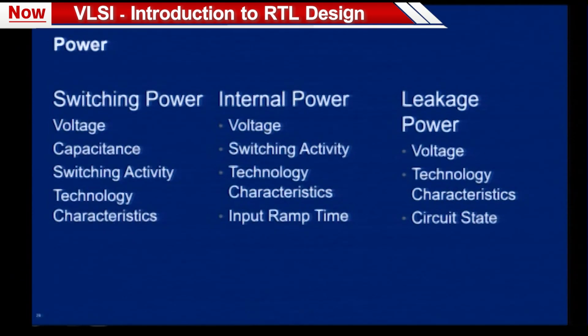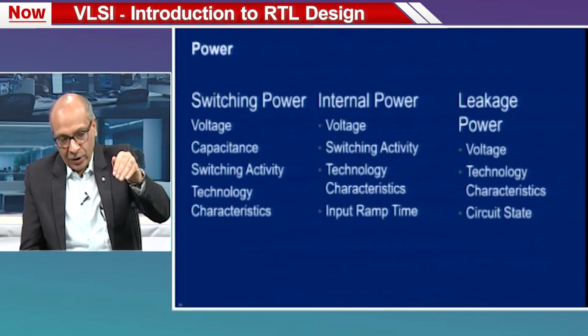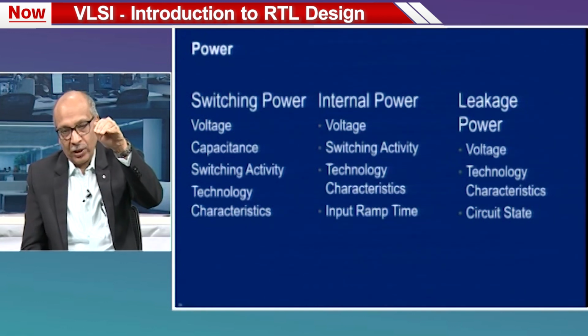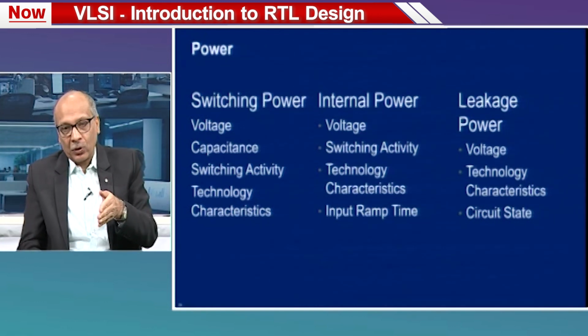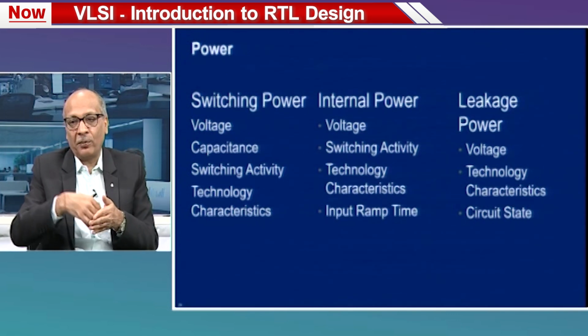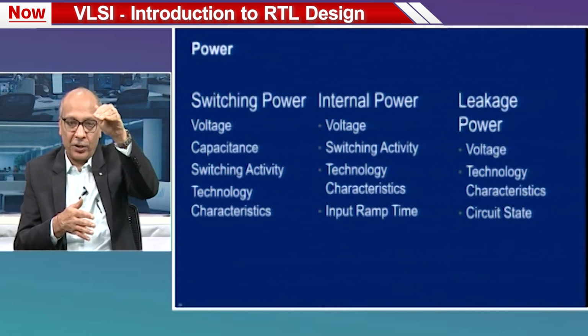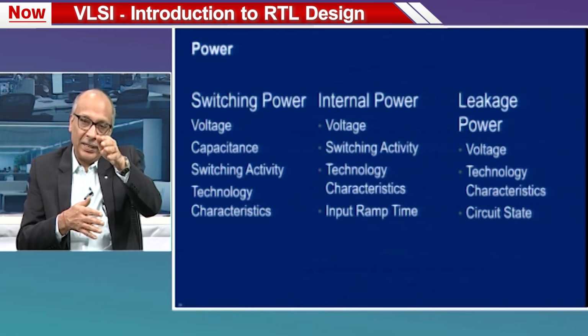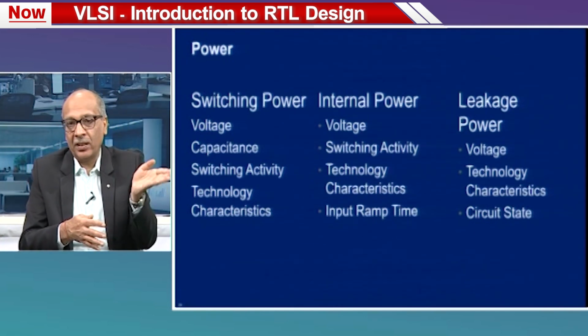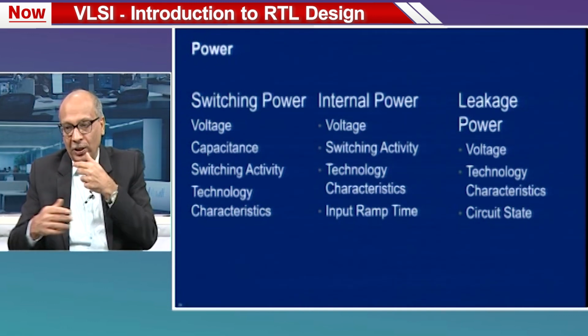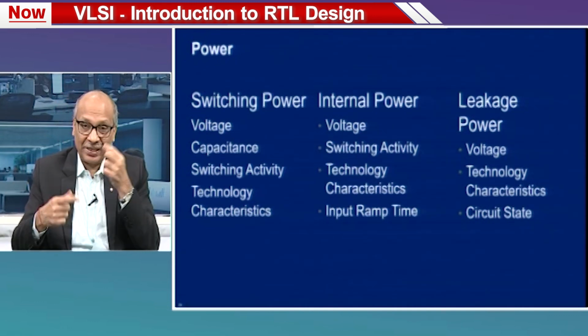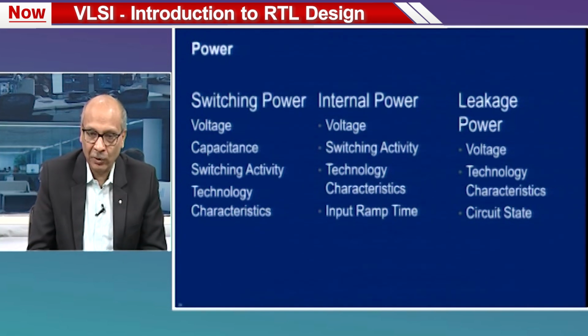Leakage power obviously depends on voltage and circuit state. What does circuit state mean? It means if the inverter's input was 0, the P transistor was on and the N transistor was off. So, the leakage of the N transistor is deciding the leakage power. But when that input went to 1, the P transistor turned off. That means the leakage of the P transistor decided the leakage power. So, that is what circuit state means: in different states, different transistors will be leaking, and that will decide the amount of leakage power.